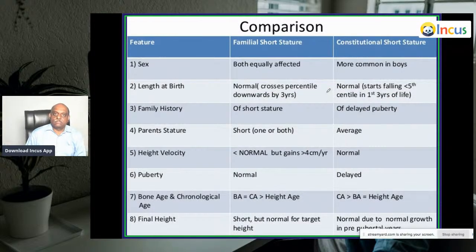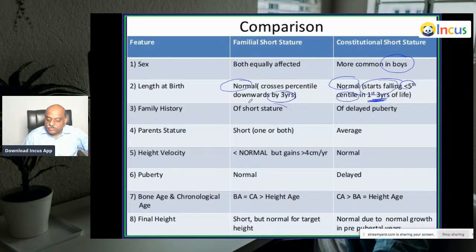So once more, there are some more differences. Constitutional delay is more common in boys. The length at birth is normal. And by 3 years, you will discover that the percentile is slowing down by 3 years. Whereas in familial short stature, it starts falling less than fifth centile in the first 3 years itself.